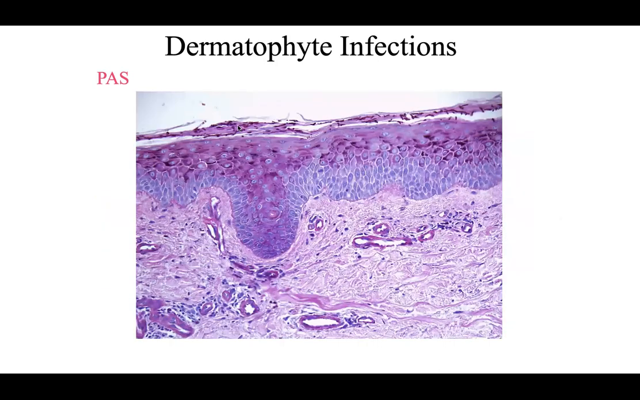Here is a PAS highlighting some of the hyphae up in the stratum corneum here. So you just see these organisms right up in the stratum corneum. They're not doing much below that. And like I said, you just have some mild spongiotic change, not even that much inflammation here.